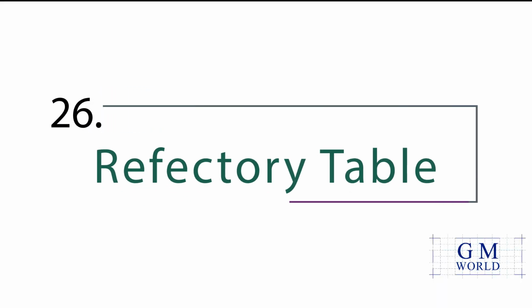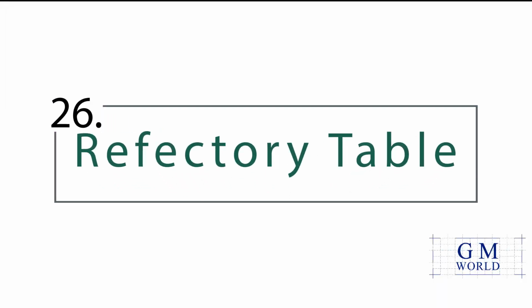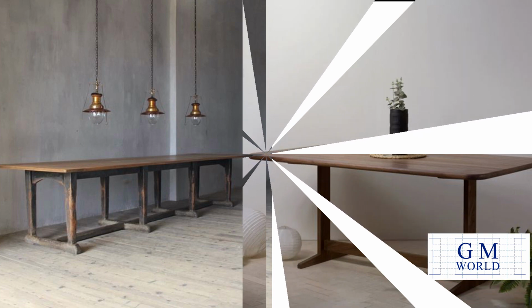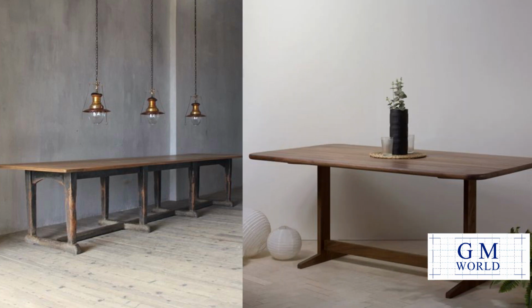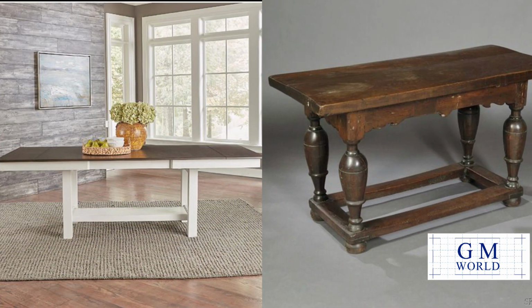Then you have a refractory table. A refractory table is basically a table on which some work is being done on top of it, and n number of people can stand at it and work together. So the length of this table is really not defined. They keep joining similar tables, and the length of the table keeps on increasing depending on the number of people that are going to work on it and the type of work that is going to be done.